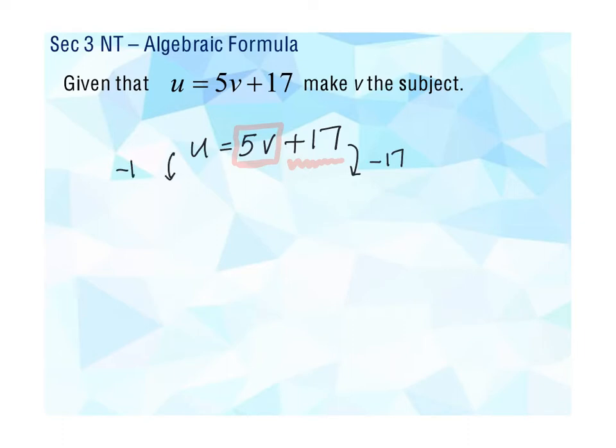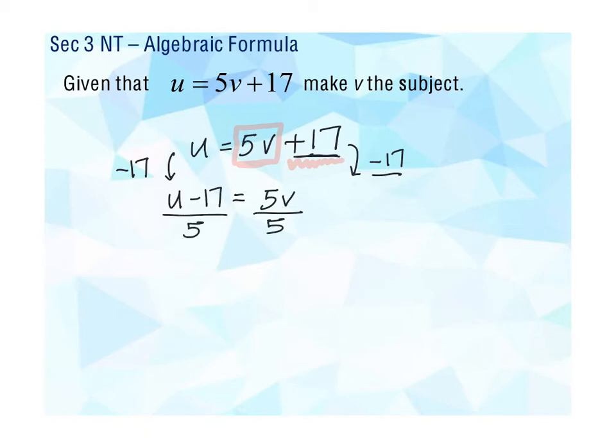Subtract 17. Now this is not negative 17u. This is u minus 17. So it's u minus 17 equals to, now the positive 17 and negative 17 have cancelled off already. We are left with only 5v. I want to make v the subject. This is 5 units of v. I only want to get v. So what can I do? I'll need to divide by 5. But since this is a whole expression, I'm going to write over 5, over 5.